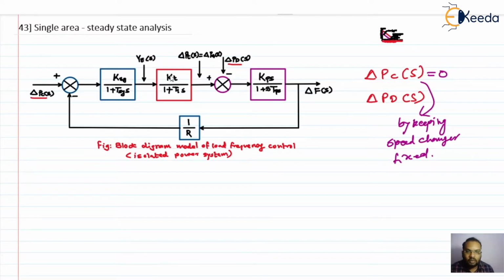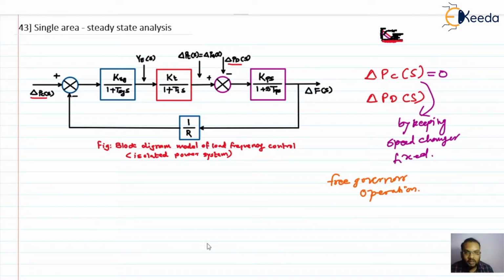Now, when the system is operating under such a condition, when we have the fixed speed changer setting, this mode of operation is called free governor operation. You might get this question in your vivas or orals. They may ask you to explain what is free governor operation. Then your answer should be: if we keep the speed changer setting fixed, then that mode of operation is called free governor operation or governor free operation.